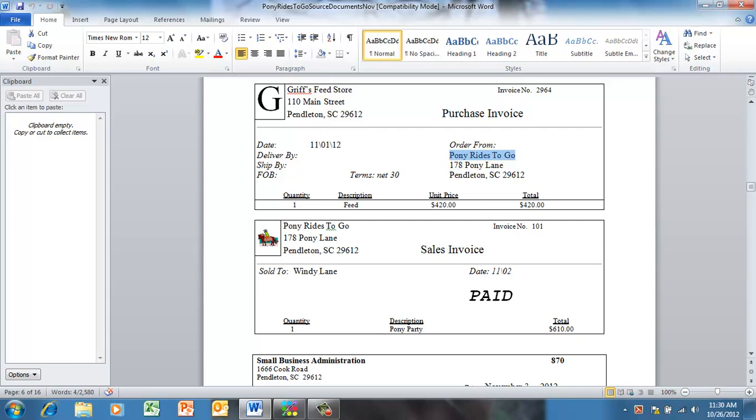Here we are buying one pallet or truckload of feed, and it has a total cost of $420. Notice that on here are terms. If you see anything with terms, this is a purchase invoice with terms, means that we are buying this on account. We are not paying cash today on November 1st.